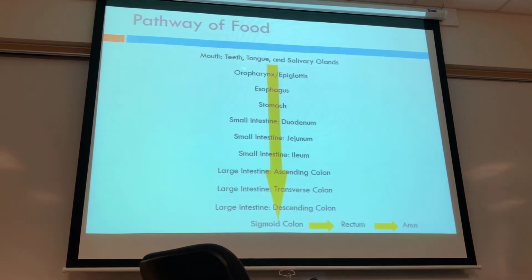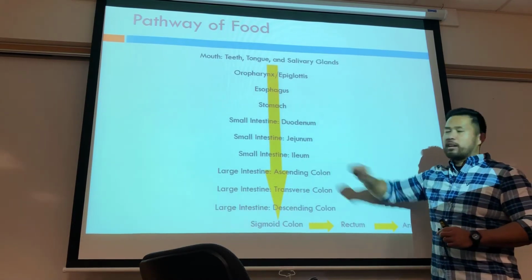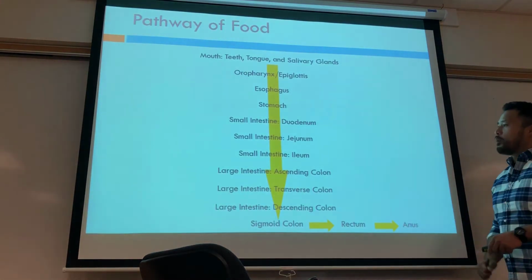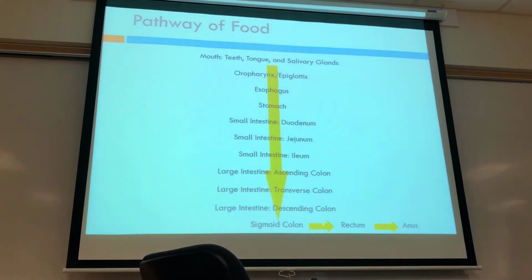We move from the mouth, the pharynx, esophagus, stomach, small intestine. The small intestine is going to be divided into the duodenum, jejunum, as well as the ileum. Okay? Then we move to the large intestine, to the colon, to the rectum, to the anus. Self-explanatory.